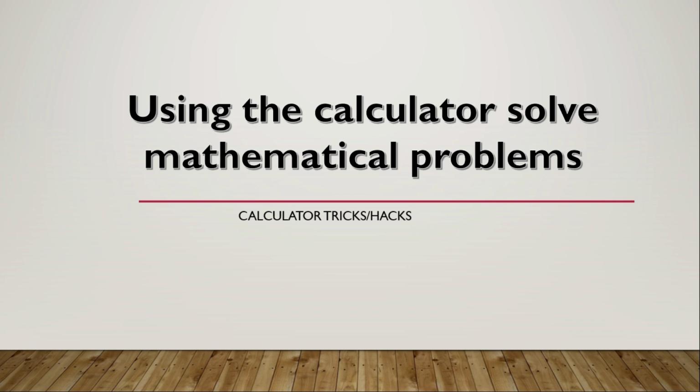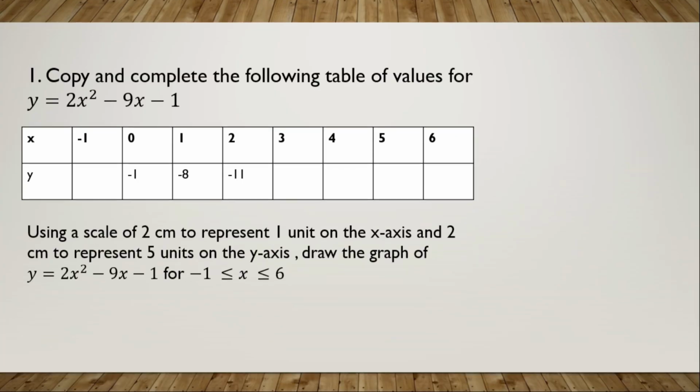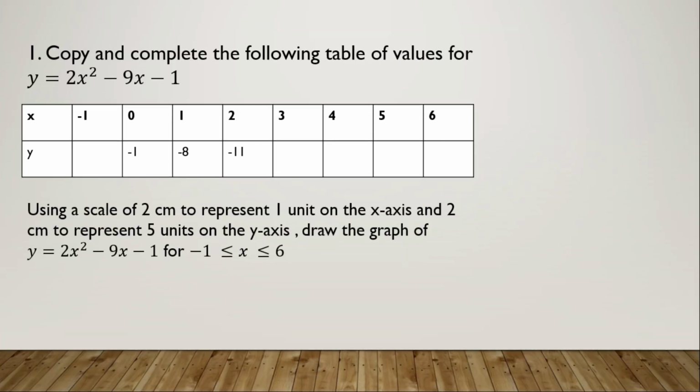Okay. And so the first question is saying: copy and complete the following table of values for y equals 2x squared minus 9x minus 1. So we are to complete this table by filling in those missing numbers. We cannot be wasting time by substituting each value and working it out. The calculator is there to help us quickly get these values and graph our function. And so let's grab our calculator.